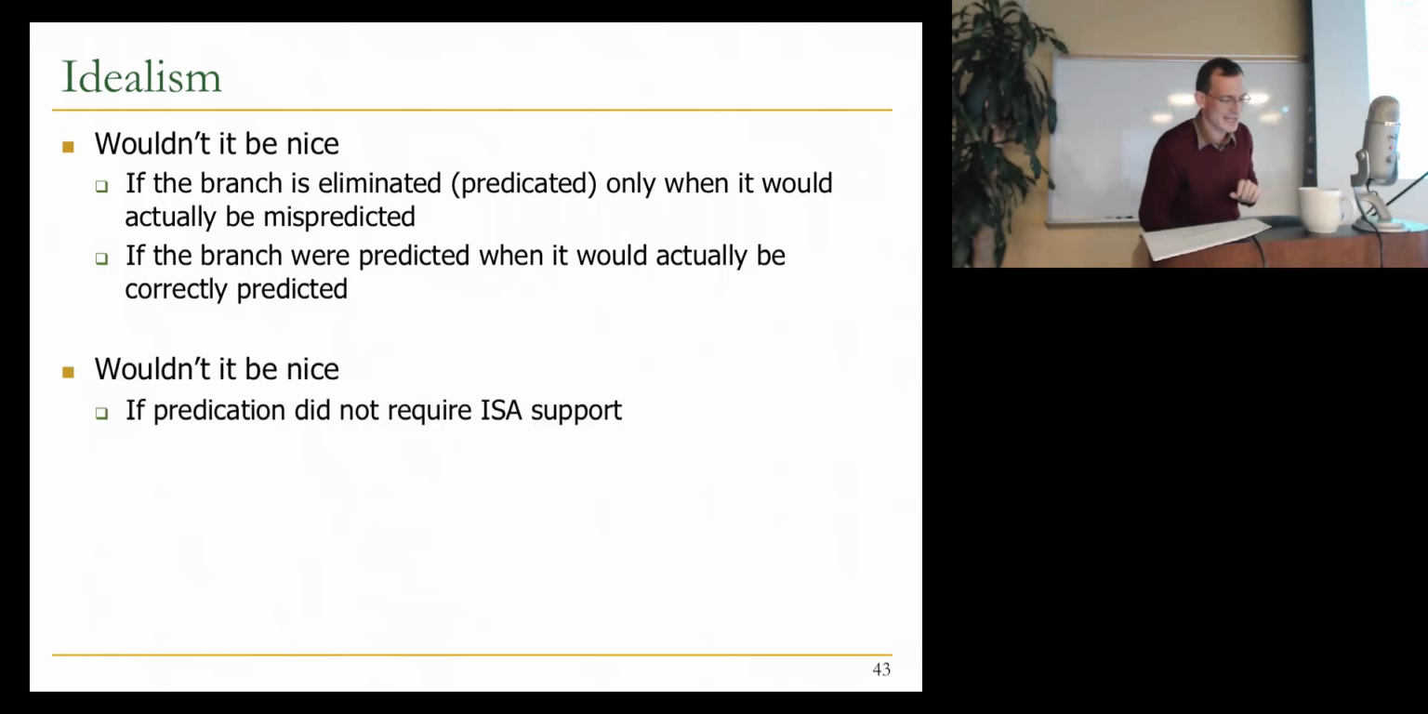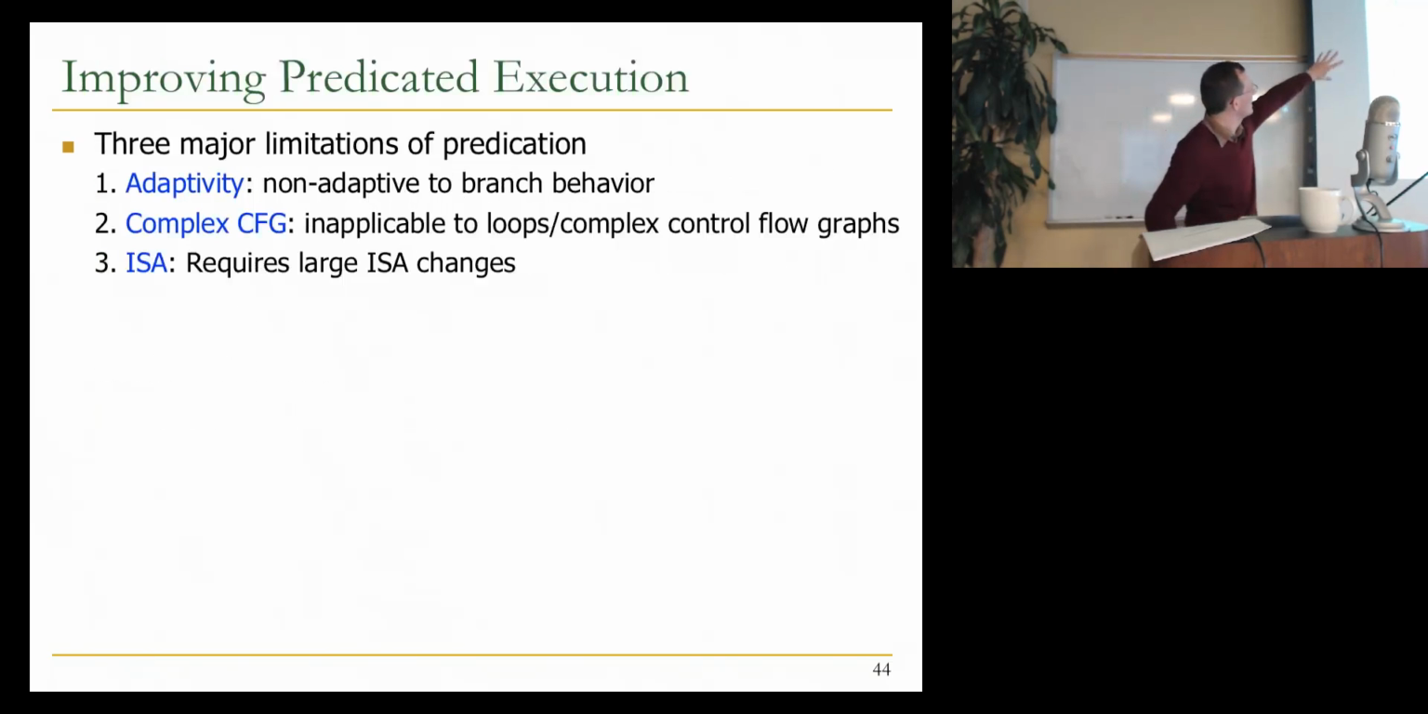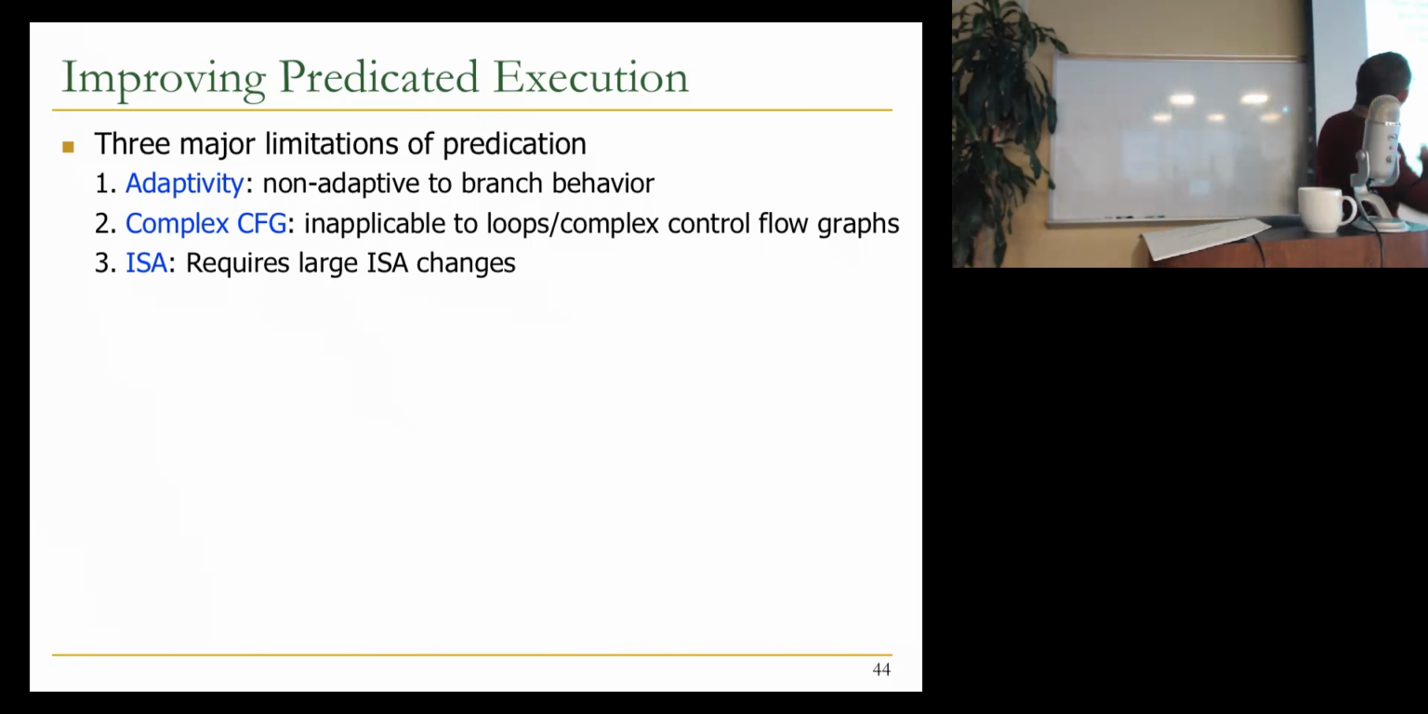And also, wouldn't it be nice if predication did not require ISA support? It's a little bit tougher. But people have looked at this. People have tried to make this happen. And I'll give you the idea of the first one a little bit. Basically, what are the major limitations of predication? We've talked about a couple of these, 2 of these actually, adaptivity and ISA. It's not adaptive to branch behavior because a branch may change. A branch may be predictable, not predictable. Right? It's also not applicable to loops and complex control flow graphs.